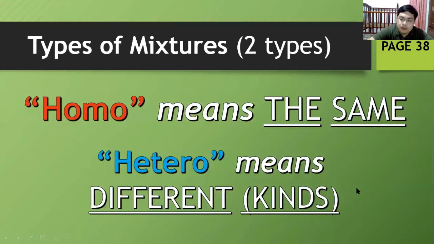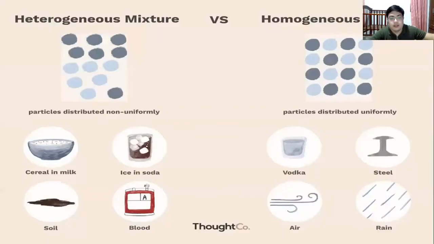So let's talk about the meaning first of both, the difference between homogeneous and heterogeneous. Homo means the same and hetero means different kind. So when we talk about mixtures, homogeneous mixtures are the same and heterogeneous mixtures are different kinds. All right. Next are some examples of heterogeneous mixtures, where particles are not distributed uniformly, like cereal in milk, ice in soda, blood, soil.